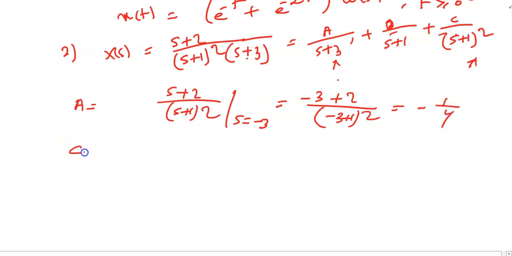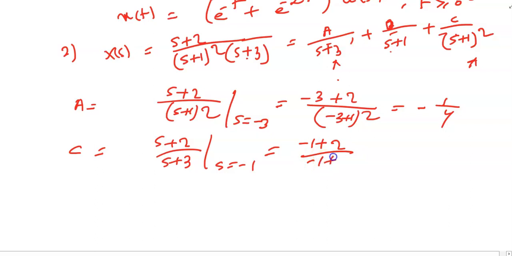You can directly find out c when I multiply s plus 1 square on both sides. So (s plus 2) upon (s plus 3) evaluated at s equal to minus 1. These terms become 0. When I multiply by s plus 1 square, one term will be s plus 1, and when I put s equal to minus 1, the a and b terms are both 0. So c equals, at s equal to minus 1, (minus 1 plus 2) upon (minus 1 plus 3). So what I get? Obviously 1 upon 2.